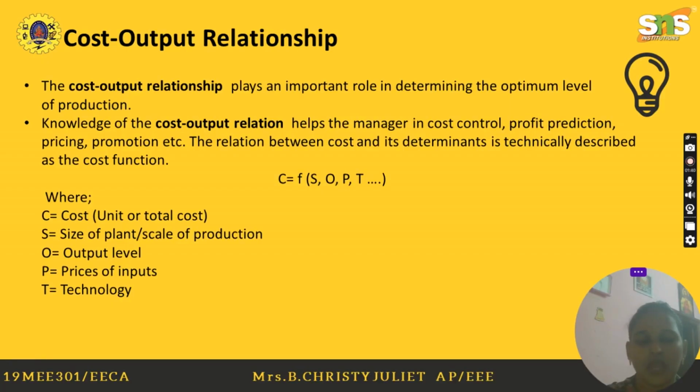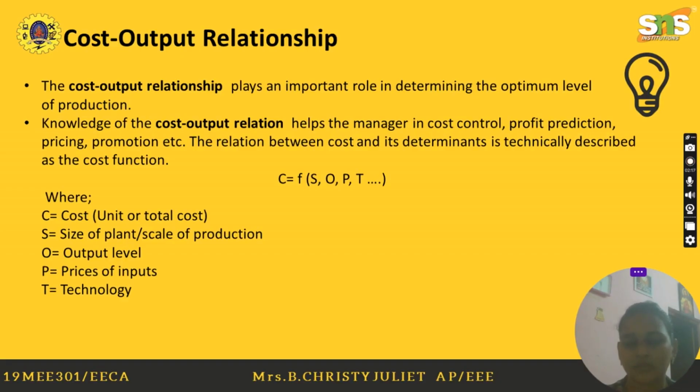determines the cost. And output level, whether I'm producing 100 pieces per day or 1000 pieces per day, is the degree of output, or it may not be constant, it changes with respect to the customer's demand. And P is the prices of the inputs. Here input refers to the raw materials, electricity, furniture, machineries, etc.